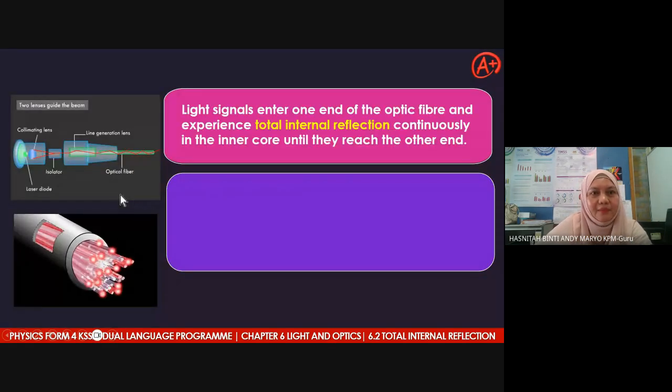Okay, this is a GIF showing how total internal reflection occurs in optical fiber. So the light signals enter one end of the optical fiber and experience total internal reflection continuously along the optical fiber until they reach the other end. The same thing happens when the doctor uses the endoscope to examine or diagnose the condition of the internal organs of the patient. So the light travels and undergoes continuous total internal reflection until it reaches the other end.